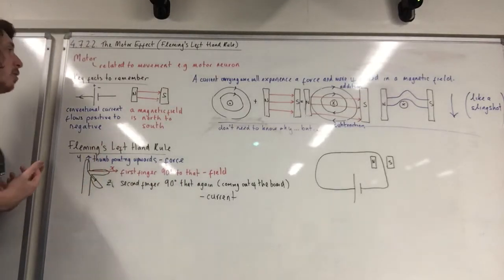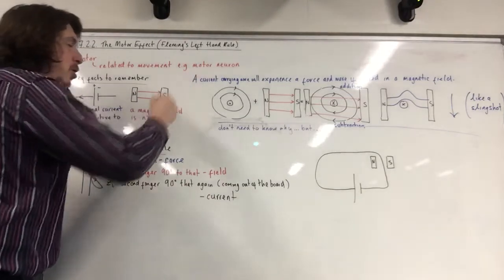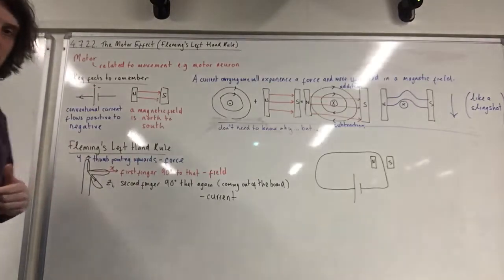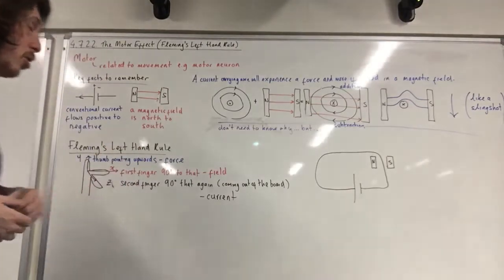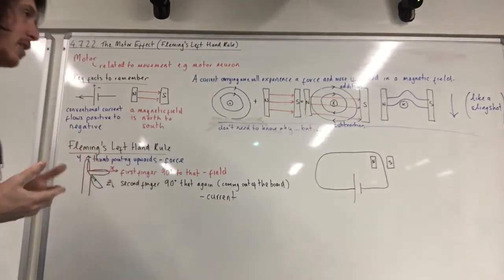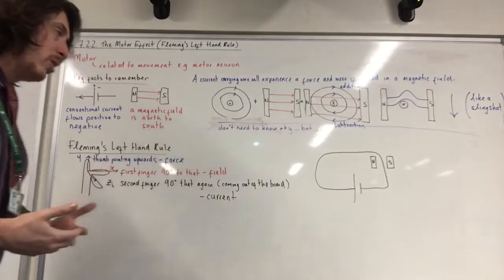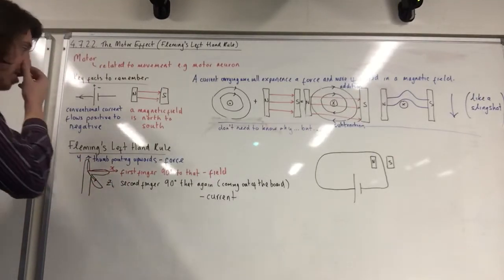So the word motor relates to movement. For example, the motor neurons in biology are related to movement. The motor cortex in the brain is related to body movement. When we investigate the motor effect and the movement of wires once it's carrying current in a magnetic field, there's a few key facts that we need to remember.